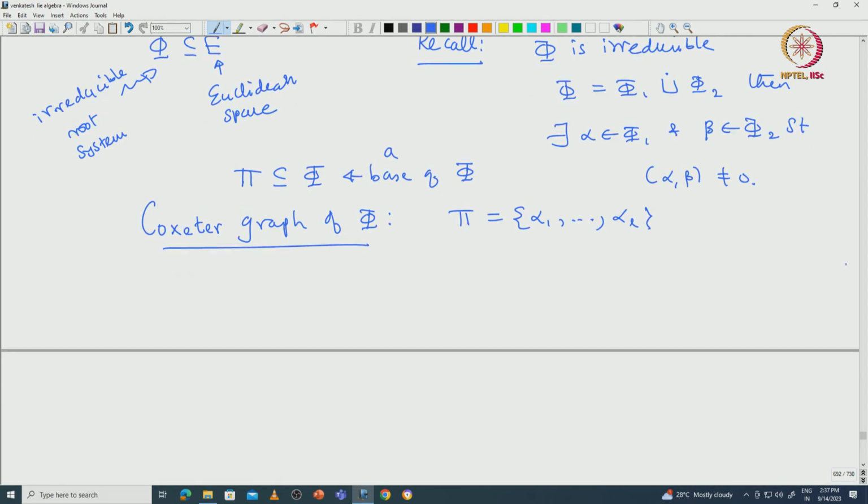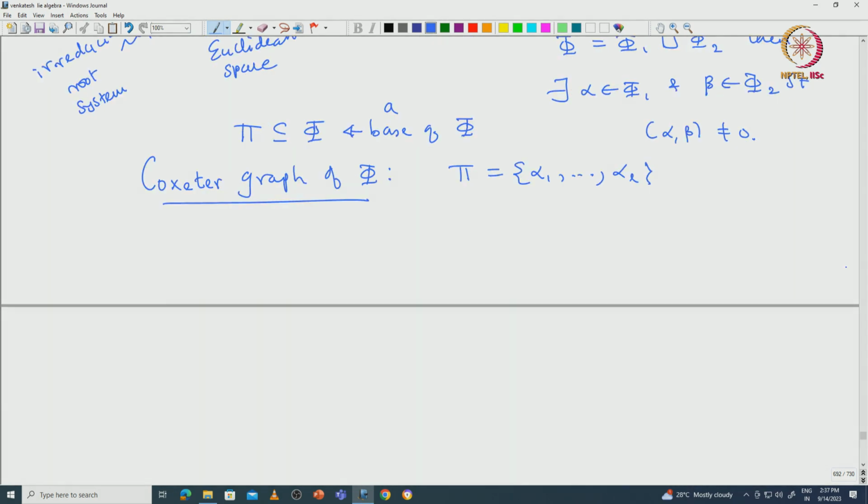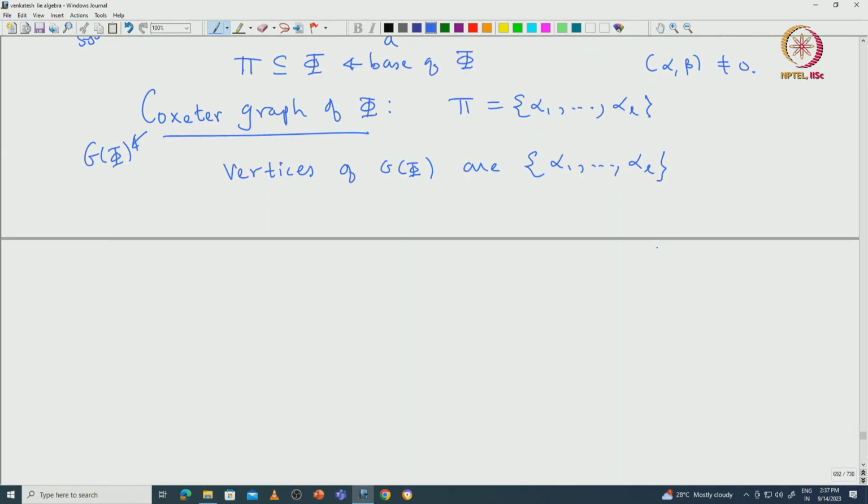So now what is the Coxeter graph of phi? It has vertices as pi. The vertices of this graph, let us call it g of pi, are nothing but alpha 1 up to alpha n. So this is the graph, and then you draw edges from i to j.